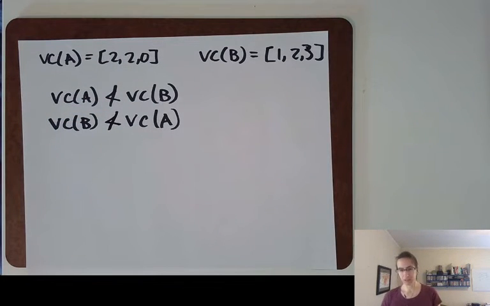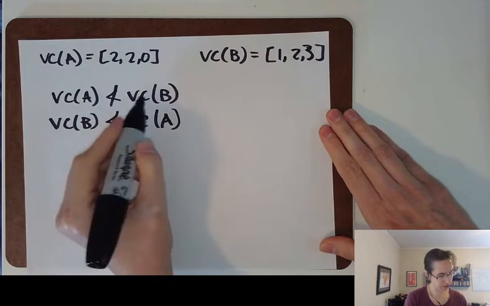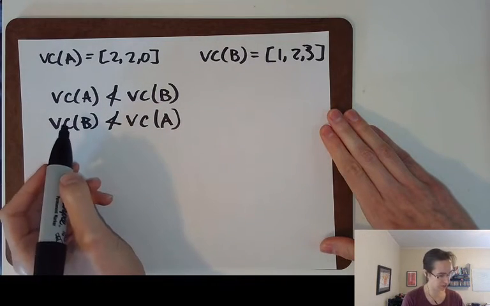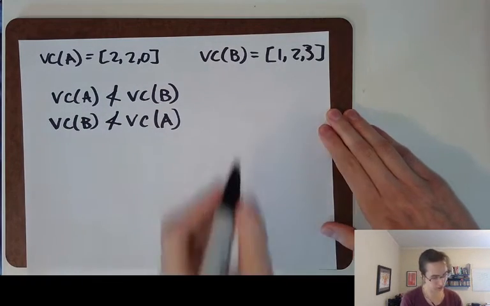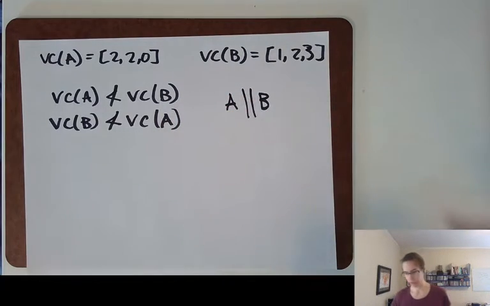So in this case, the events that would get these two vector clocks attached to them are considered concurrent, because we can neither say that the vector clock of A is less than the vector clock of B, nor that the vector clock of B is less than the vector clock of A. So we would say that A and B are independent or concurrent.